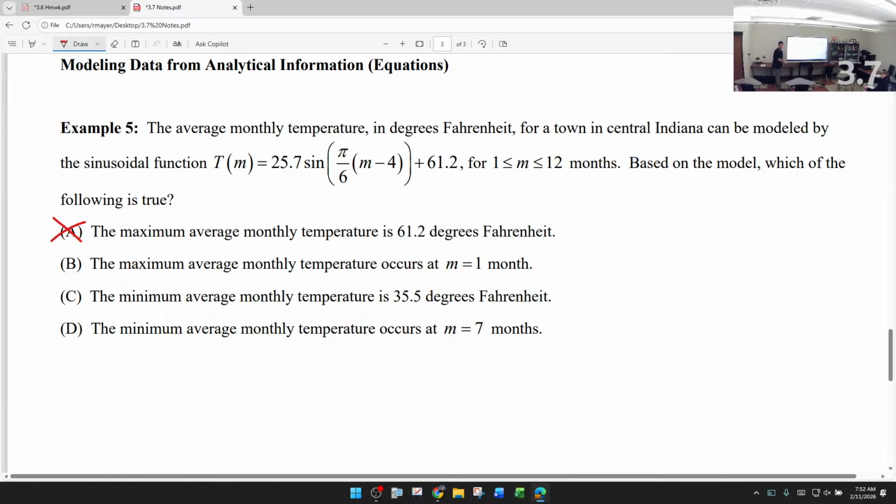Sometimes I don't know which one's true. I might want to know which ones are false. The maximum occurs at 1. I'm not going to look at that one yet. I don't know. The minimum is 35.5. I don't know that yet. The minimum average is at 7 months. I don't know if I know that. I know 1 is wrong.